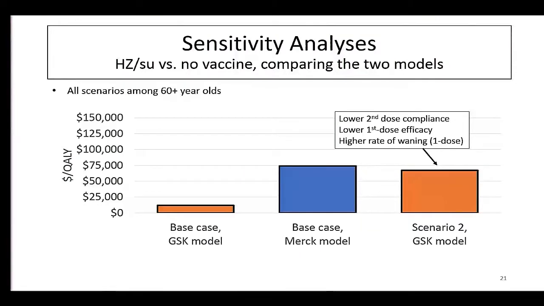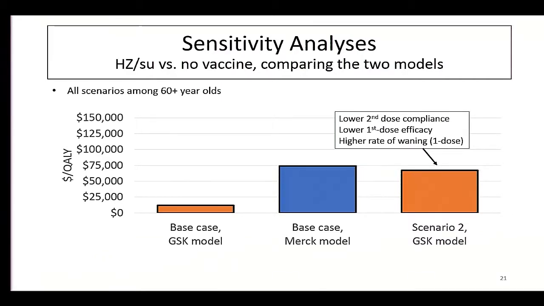In the GSK model they produced a sensitivity analysis where they manipulated some of their parameters in these ways. They lowered the second dose compliance rate, they lowered the first dose efficacy, and they increased the rate of waning following a single dose of the subunit vaccine. Changing these inputs resulted in an increase in the cost-effectiveness ratio, bringing it a lot closer to what Merck did for their base case.